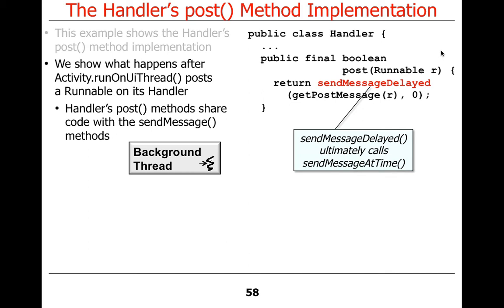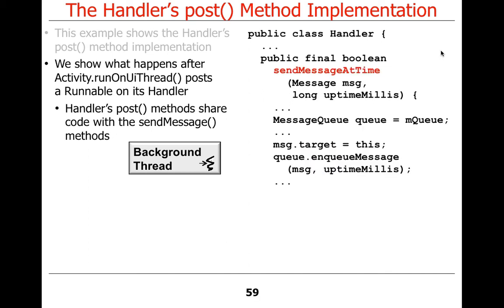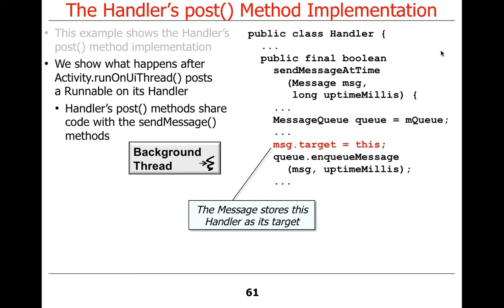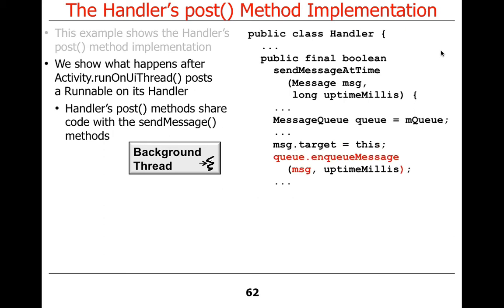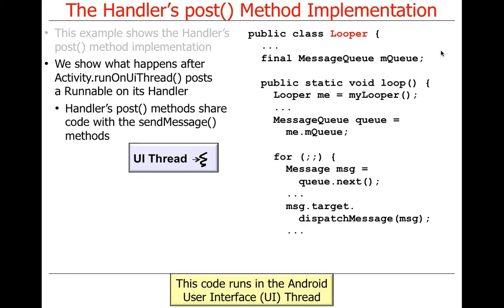Under the hood, send message delayed ultimately calls send message at time. Here is send message at time. It grabs the queue, which is the thread-specific queue we talked about. It makes the target of the message be this handler, and then it enqueues the message on the message queue. So that message, which contains a runnable, has now been enqueued on the message queue.